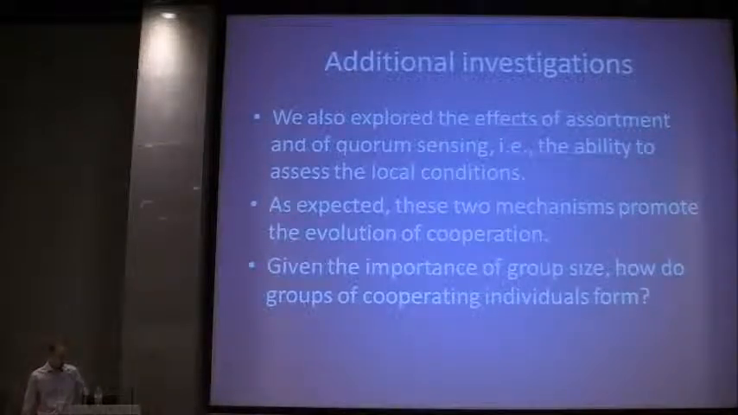Then we also looked at quorum sensing, which could be relevant in microbes. It's possible to sense how cooperative the other individuals in the surroundings are. Then one could contribute when it's meaningful and hold back on investments when it's not meaningful. And that also helped to get cooperation going. Okay, so these results clearly show that group size has an effect, right?